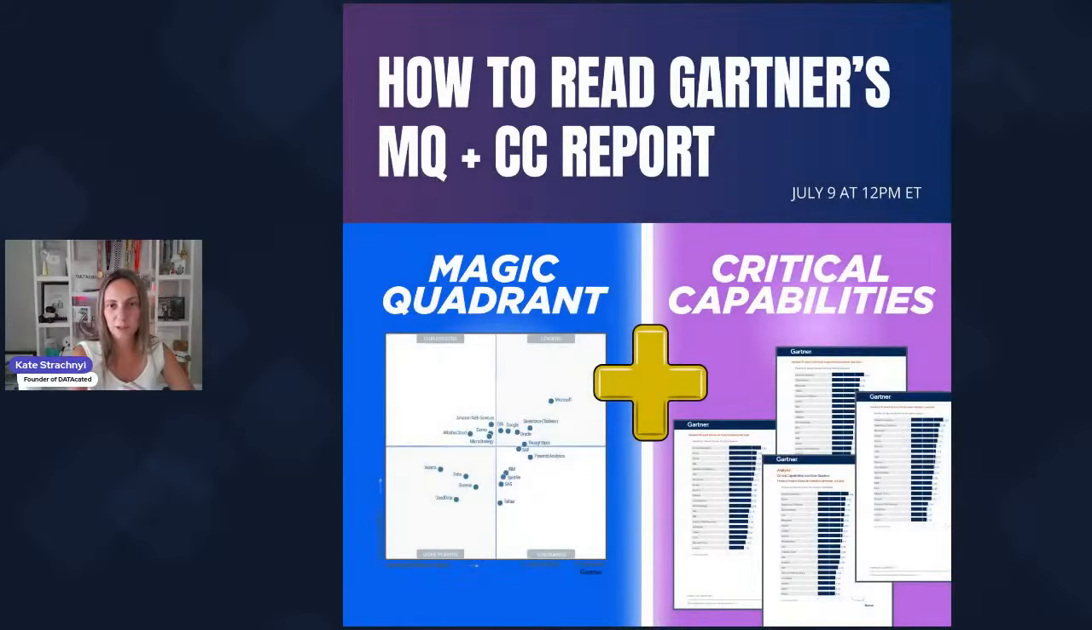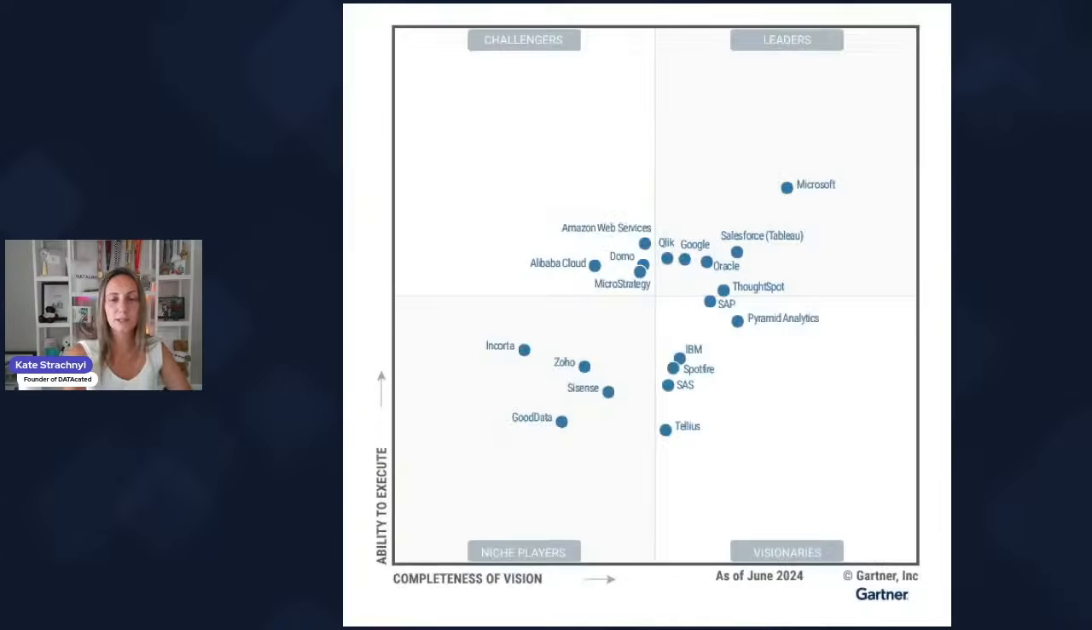Before I bring her on, I just want to do a quick overview of what we're looking at. I'll share my screen briefly. Today's topic: how to read the two reports in conjunction, the Magic Quadrant and Critical Capabilities. If you haven't seen the reports before, this is a commonly used graphic that highlights the challengers, leaders, niche players, and visionaries in the business intelligence and analytics space. You'll see the dots of how the companies were ranked for this year.